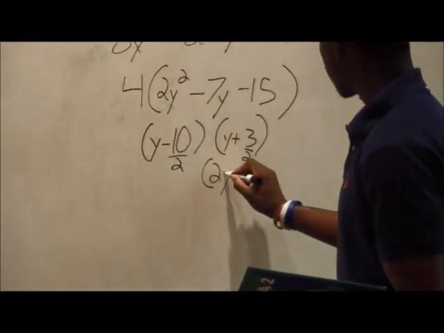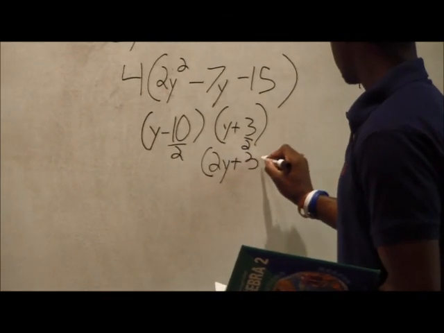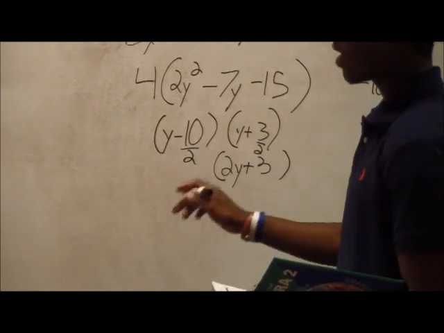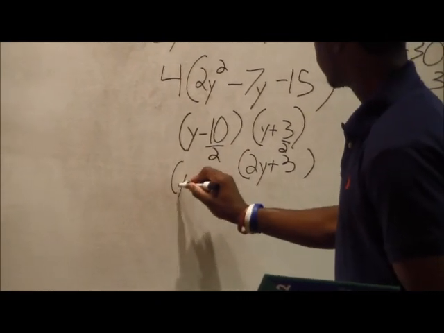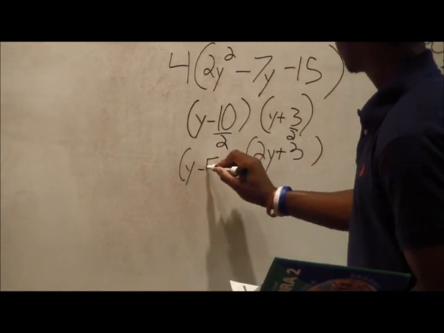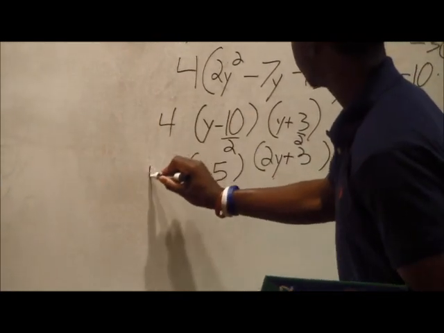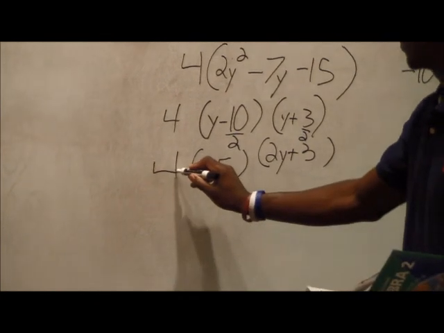So now it's 2y plus 3. And then over here, 10 over 2 equals 5. So y minus 5. Simple. And we bring the 4 down. And that is your final answer.